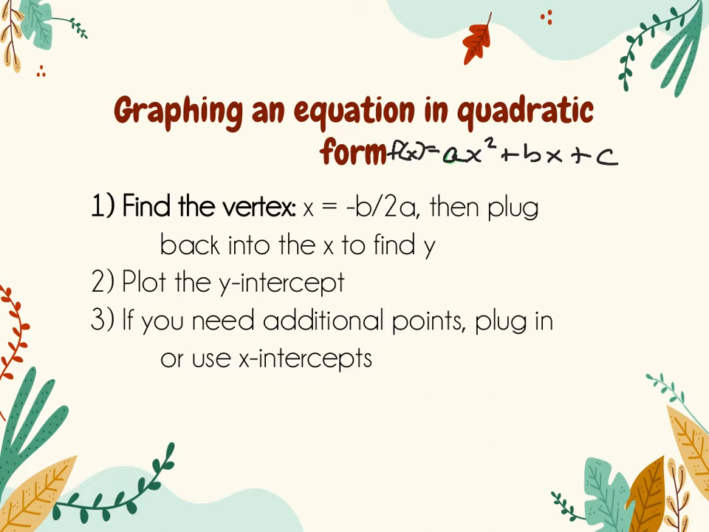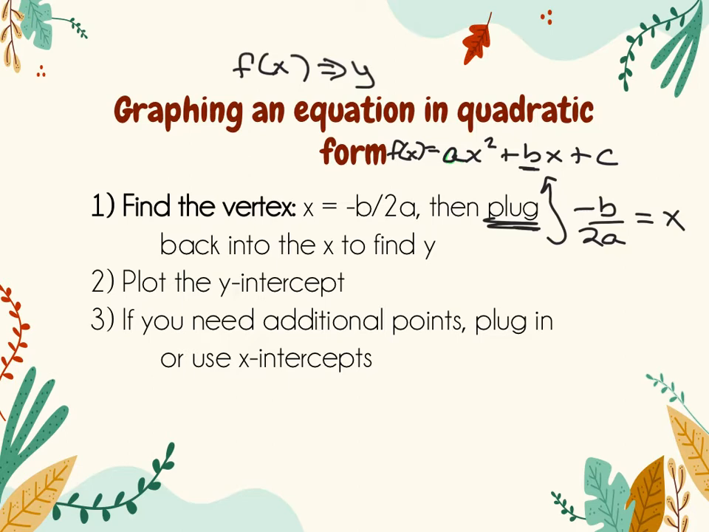To find the vertex, you're going to take the b value, make it opposite sign, and divide it by 2 times a. This will give you the x of your vertex. Then you're going to take that x and plug it back into the equation to get y. Because again, remember, f of x is really y. It's the same thing as saying y equals.